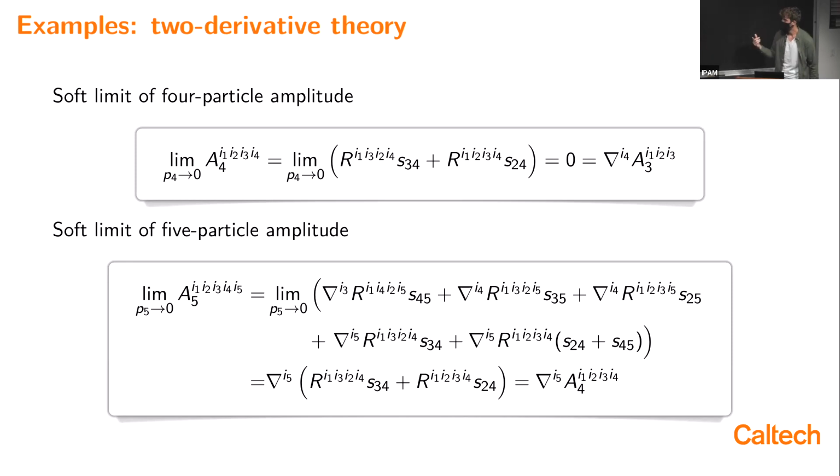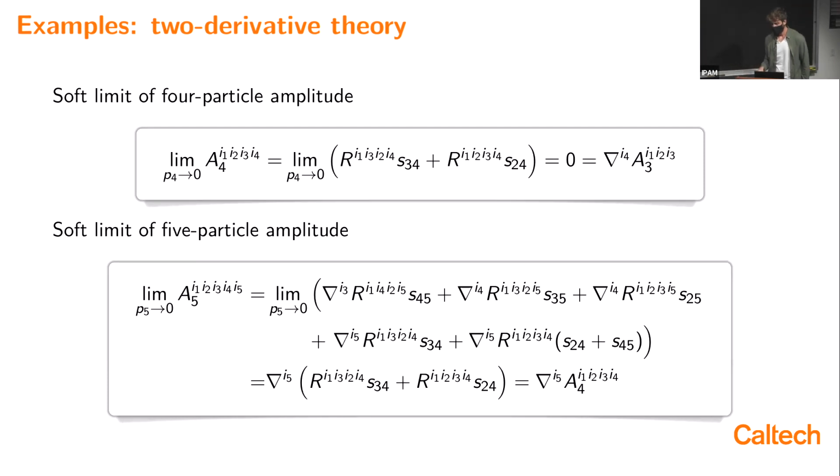So you can continue this at 6 points and 7 points, where there will be more and more complicated structures. There will be poles which collapse and combine up with the contact terms, but it all agrees with simply being the covariant derivative of the low-point amplitude.